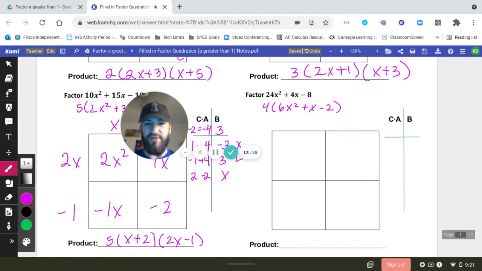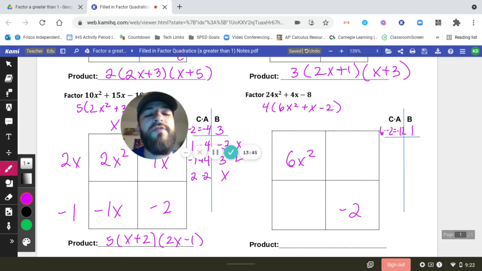Okay, so as per usual, we take our a squared term and put it in the top left. C goes in the bottom right. C times a, so 6 times negative 2, which equals negative 12. And then, of course, b, which in this case is 1. Once again, we have a negative c and a positive b, so we want to list out our negative and positive factors. We're going to have to double up here, and then we want to add up to positive 1.